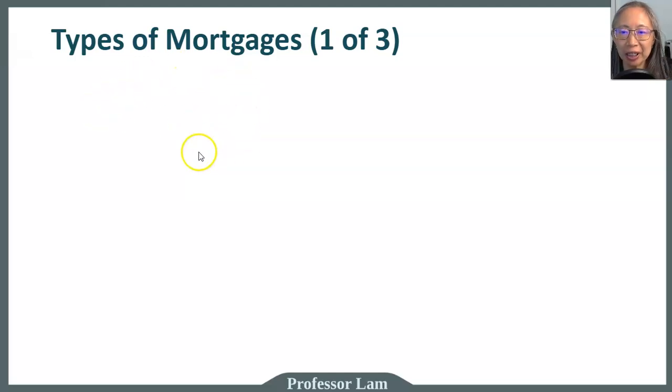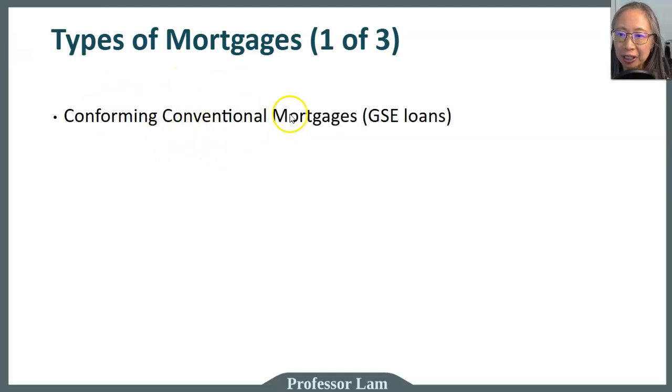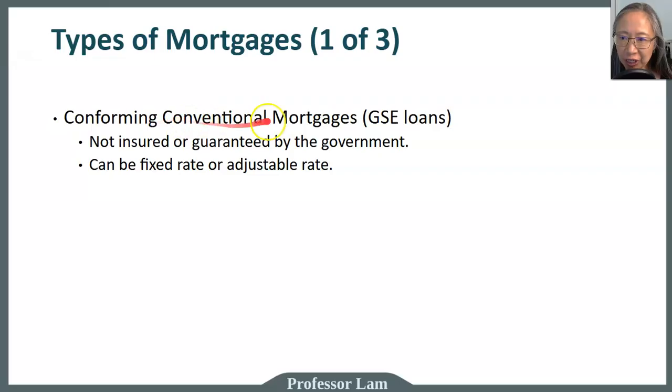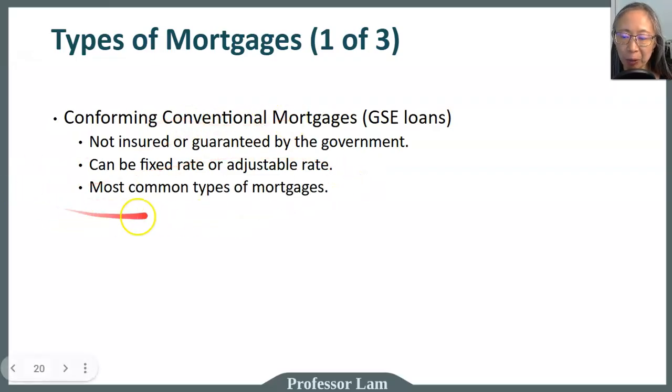Now let's look at different types of mortgages. Conventional mortgages are mortgages that are not guaranteed by the U.S. government. So not insured, non-guaranteed. These mortgages can be fixed rate or adjustable rate. And so these are conforming mortgages, meaning they are below the limit set by the Federal Housing Finance Agency. And also they are conventional, meaning that they are not insured or guaranteed by the government. Conforming conventional mortgages are the most common type of mortgages.